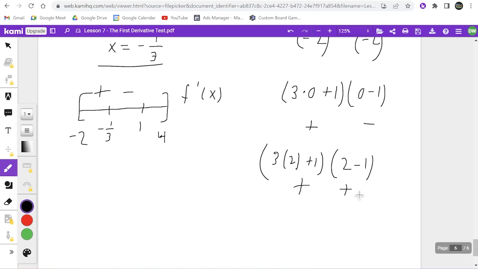That's going to be a positive times a positive. We just get a positive. And there we go. So once again, I can tell us where it's increasing and decreasing. But why do that when basically, I think you got it from here.